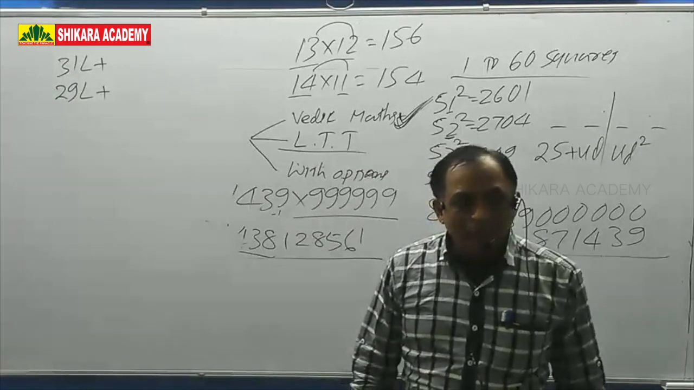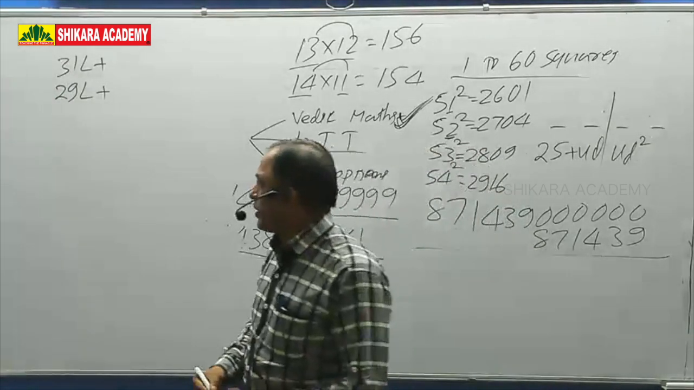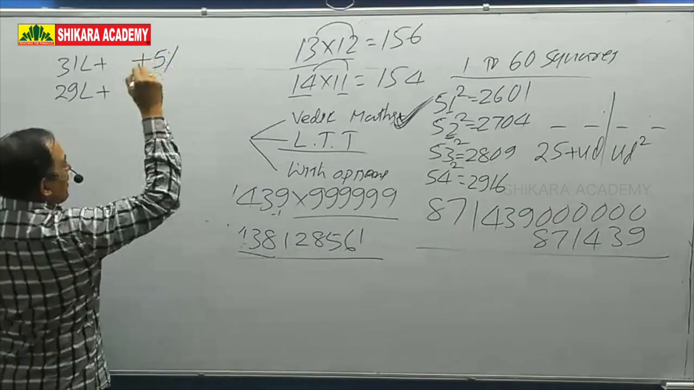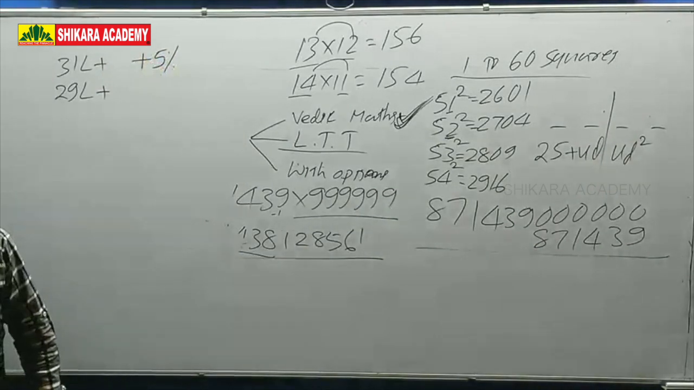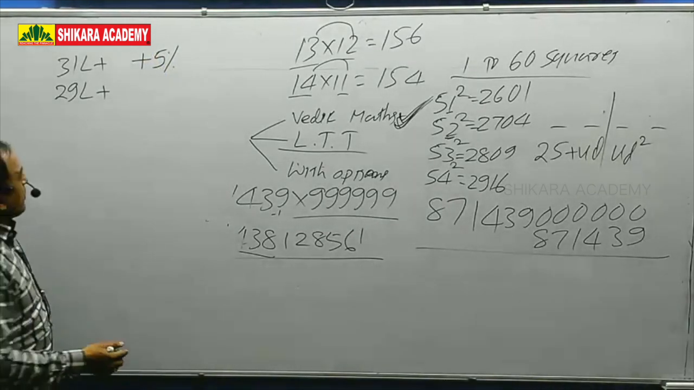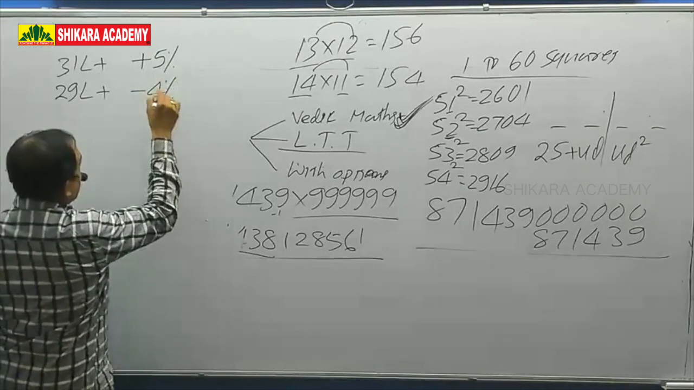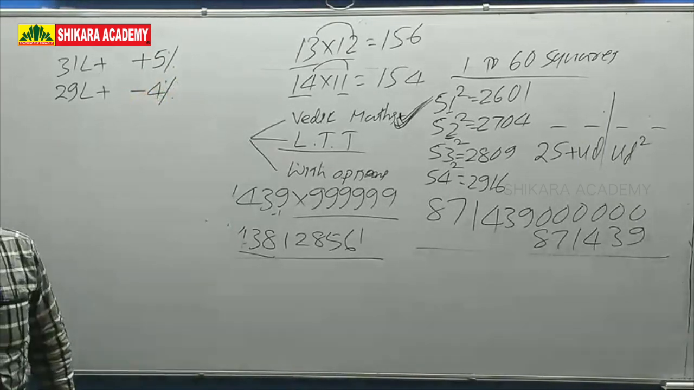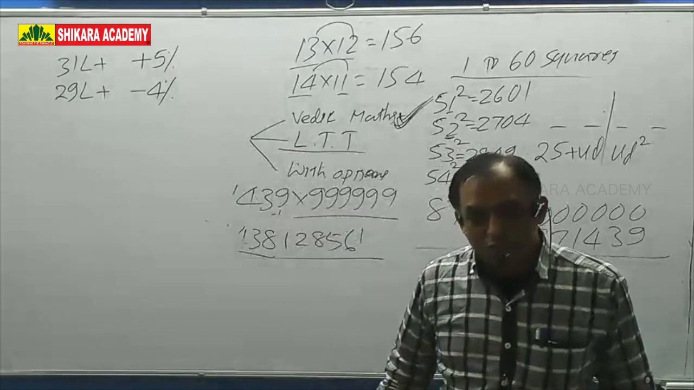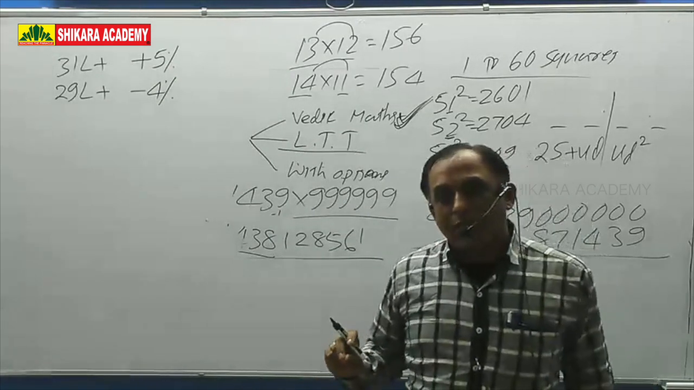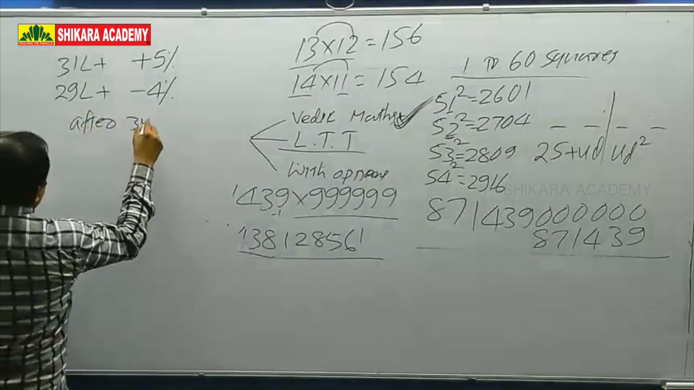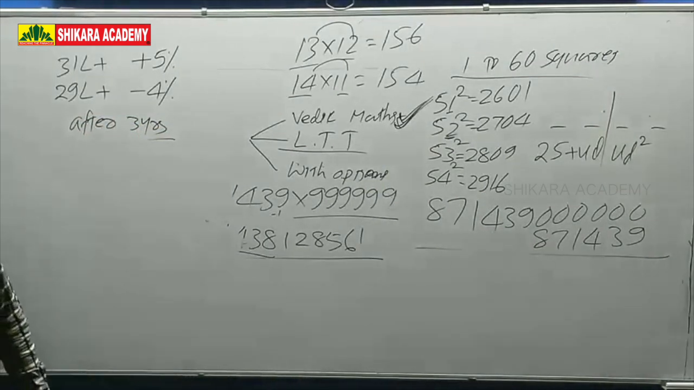Then after 3 years, the first house value is increased by 5% per annum in each and every year. The second house value is decreased by 4% per annum in each and every year. Now find the difference between the two houses' values after 3 years.